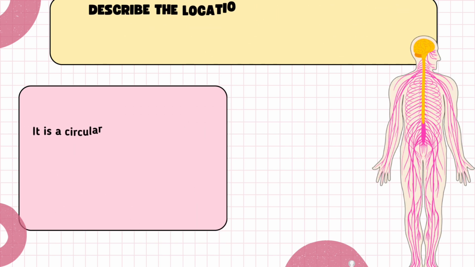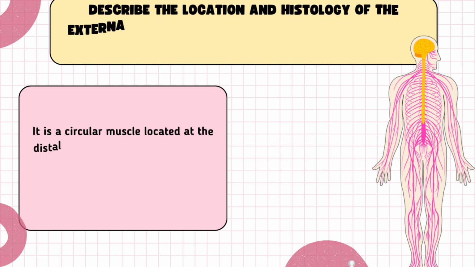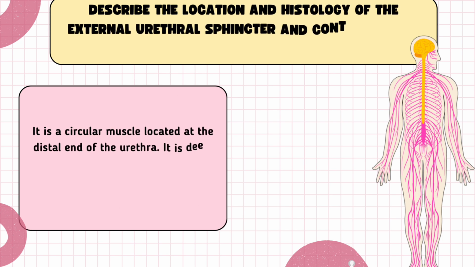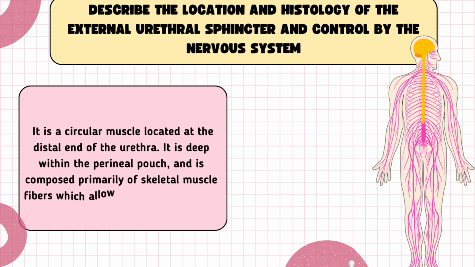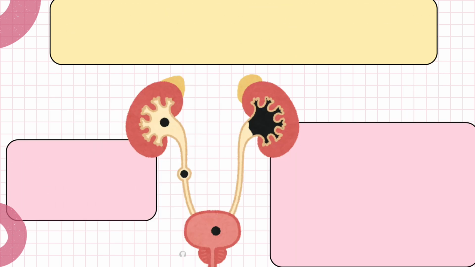Next, we will describe the location and histology of the external urethral sphincter and control by the nervous system. So, it is going to be a circular muscle located at the distal end of the urethra. It is deep within the perineal pouch and is composed of primarily skeletal muscle fibers, which allow for voluntary control via the pudendal nerve. When contracted, it compresses the urethra to prevent urine leakage.